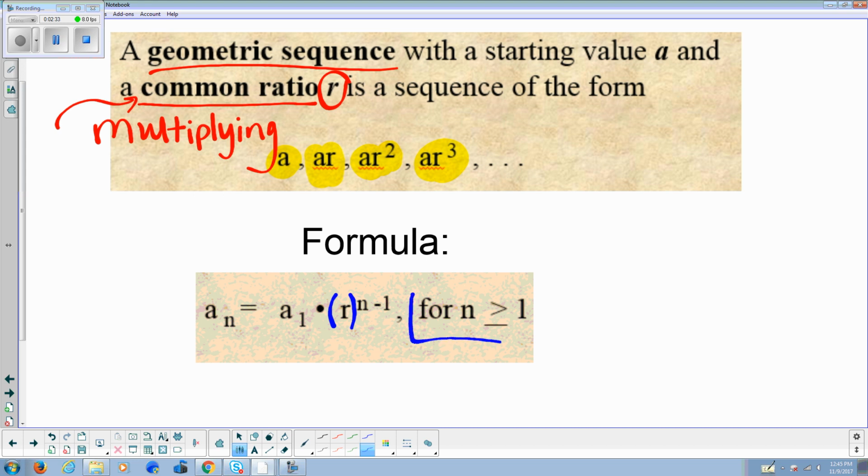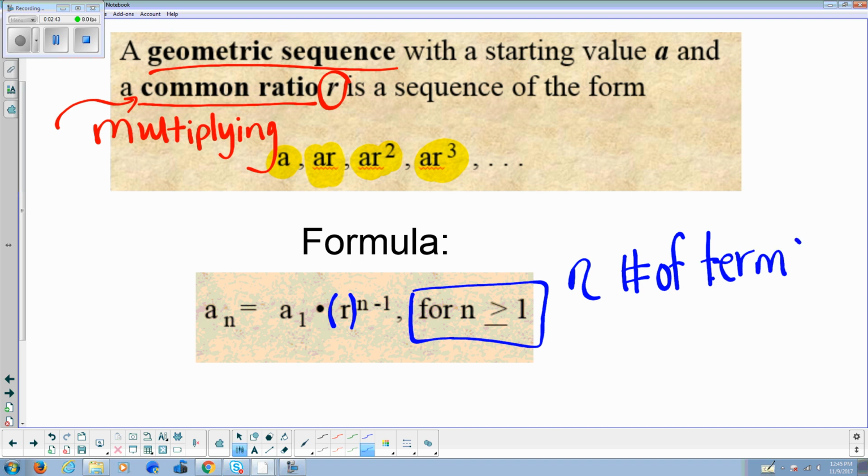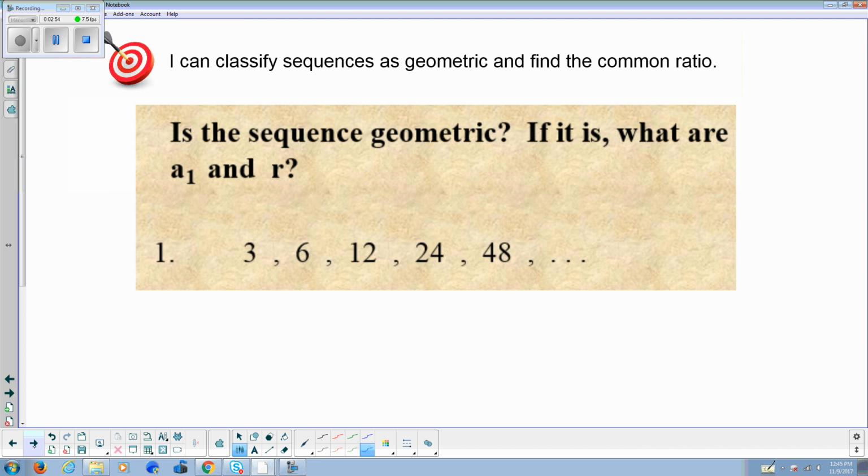Now, this part, don't let that scare you. It says for n greater than or equal to 1. We know n represented the number of terms, and that just means there has to be one or more terms of the sequence. You can't have a negative amount of terms. Okay, so that's the formula, and we're going to get into some examples here.